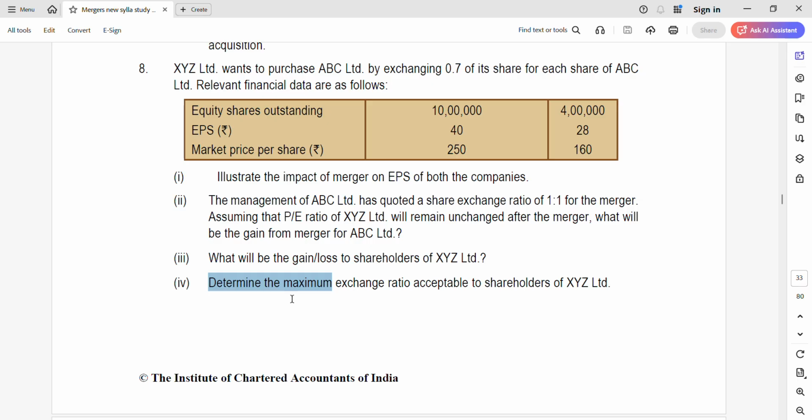Next, the management of ABC Limited has quoted a share exchange ratio of 1:1 for the merger, assuming that the PE ratio of XYZ Limited will remain unchanged after the merger. What will be the gain from the merger for ABC Limited? Next, what will be the gain or loss to the shareholders of XYZ Limited? First is the ABC angle, next is the XYZ angle. Finally, determine the maximum exchange ratio acceptable to shareholders of XYZ Limited.